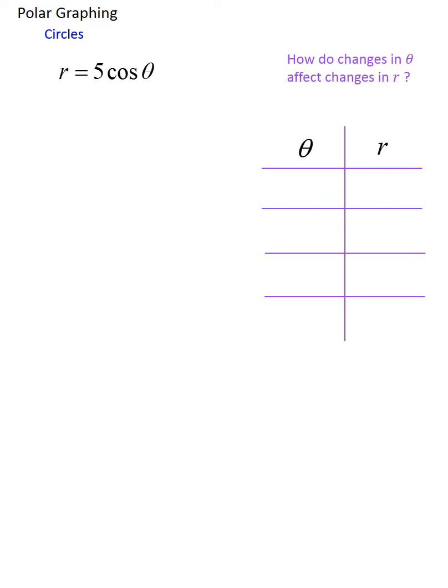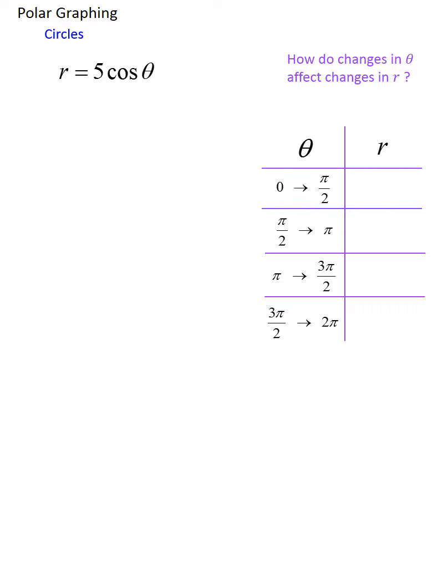To do that, we will look at the four quadrants as theta goes from 0 to pi over 2, quadrant 1, as theta goes from pi over 2 to pi, quadrant 2, as theta goes from pi to 3 pi over 2, quadrant 3, and as theta goes from 3 pi over 2 to 2 pi, quadrant 4.